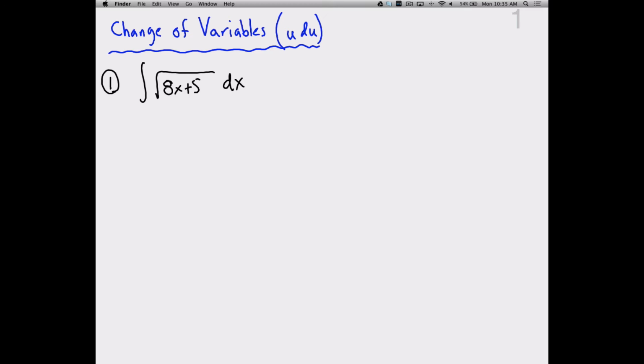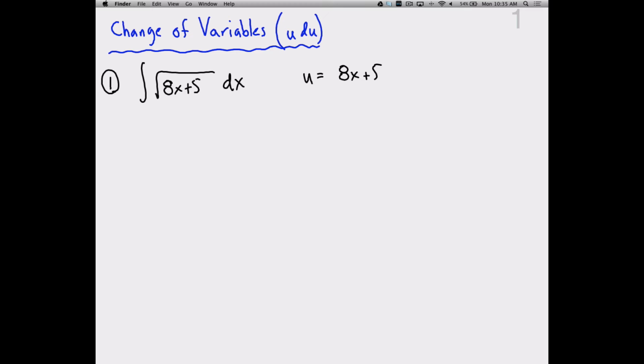In a u-du problem, what we're going to do is choose a variable u. Commonly we use u, but we're going to choose u to stand for something. It's going to represent something in our function. The reason I started with this problem is because it's pretty easy to see what we're going to start with. We're going to make u 8x plus 5.